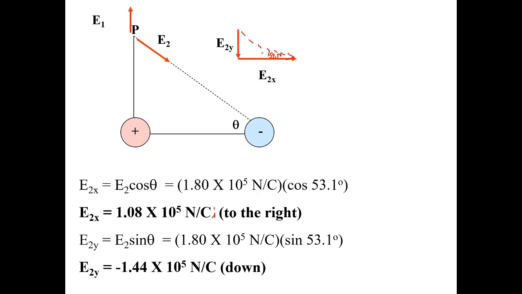Now to get the y, that's opposite where the angle is. So opposite over hypotenuse, that's the sine function. The hypotenuse is the 1.8 times 10 to the 5th newtons per coulomb. So that ends up being negative. That's our j component. I guess I should put them with the little hat, although PowerPoint doesn't make that real easy for us. So now we've got things in i and j notation. And remember, E1 only had a y component. There was no angle to worry about.